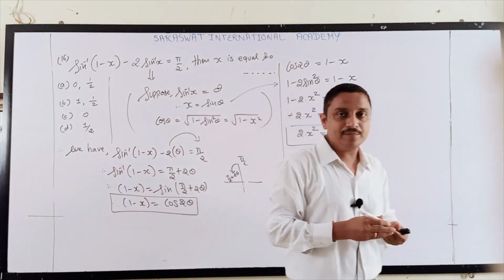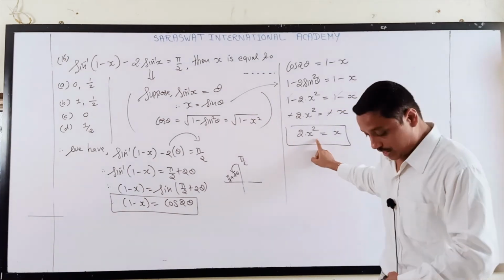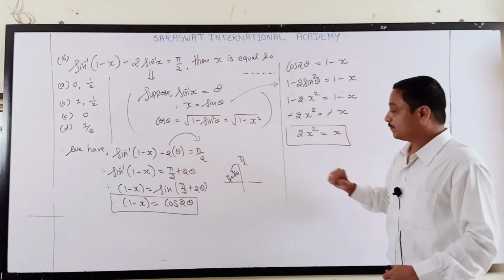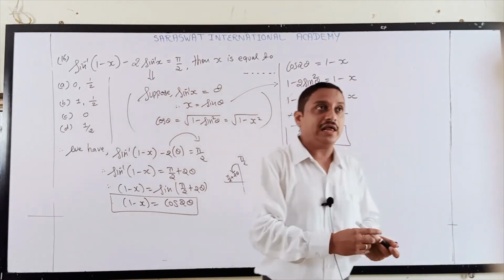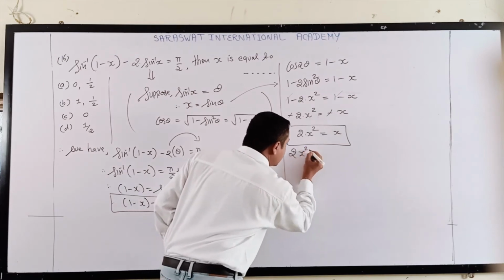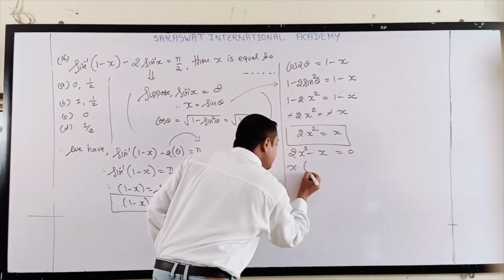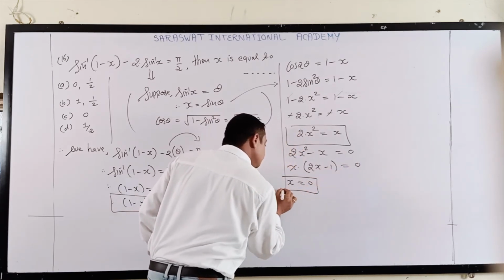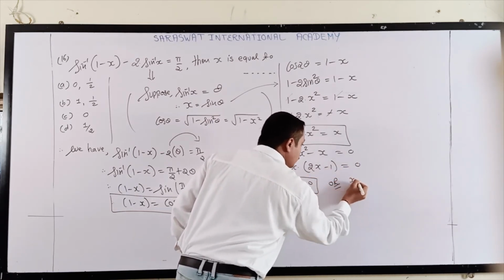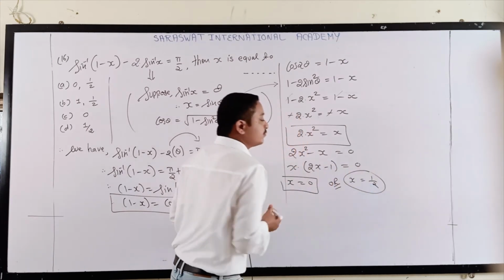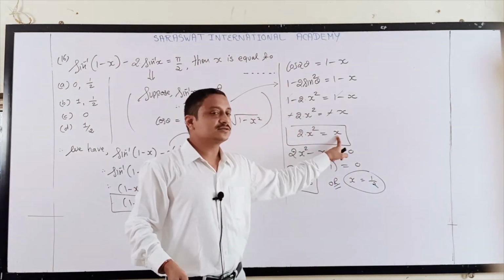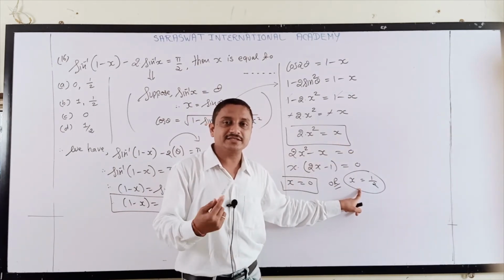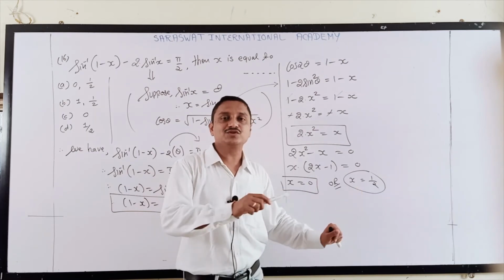Now students, you must not cancel the x value, because x is the unknown in the question. So how many values are possible here? Taking minus x common, 2x minus 1. Look, there are two answers: one is 0, otherwise one is half. If you cancel x here, your answer would be half only, but I get the maximum possible values.